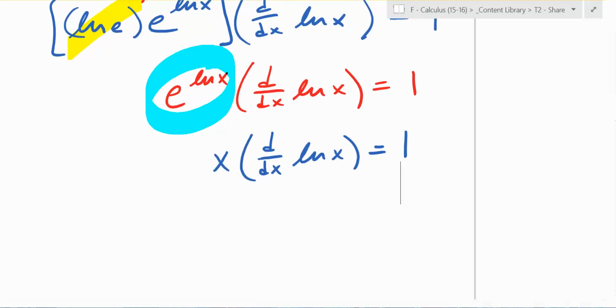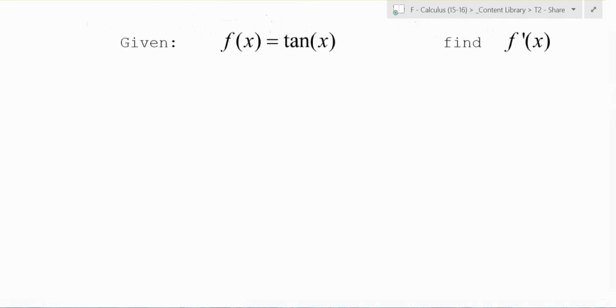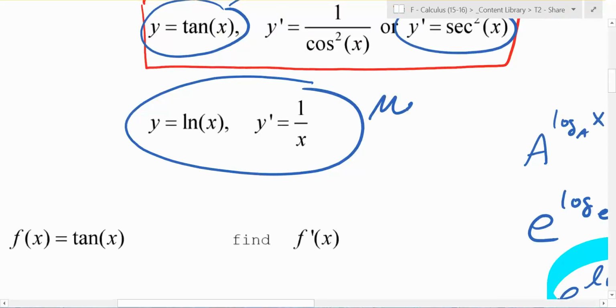But for it to be true, what can we divide both sides by? We can divide both sides by x. So the derivative of ln x is equal to what? 1 over x. That's the proof of why it's true. You don't have to do that again, but I wanted you to see it. All you need to remember is the derivative of ln x is 1 over x. You must memorize this. It's super important.